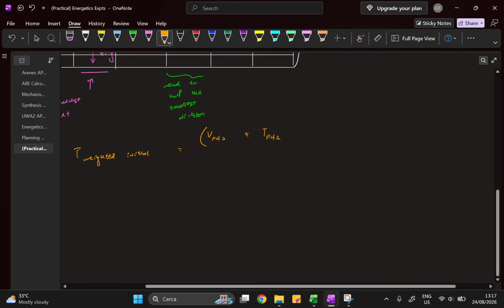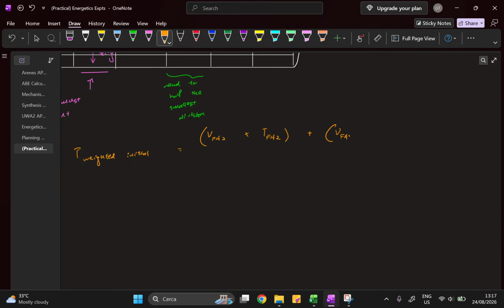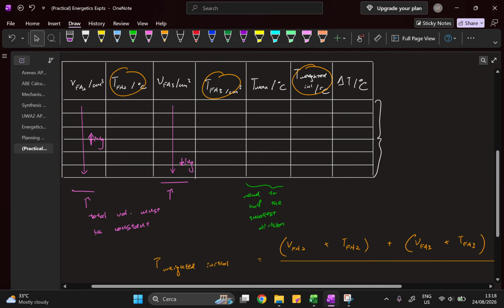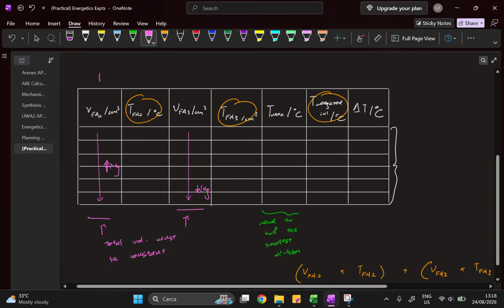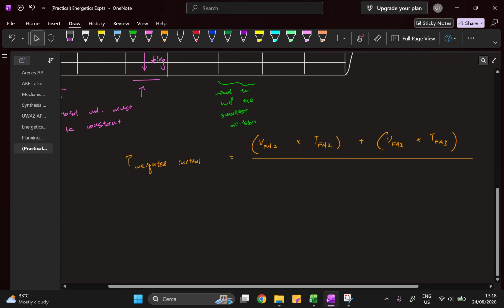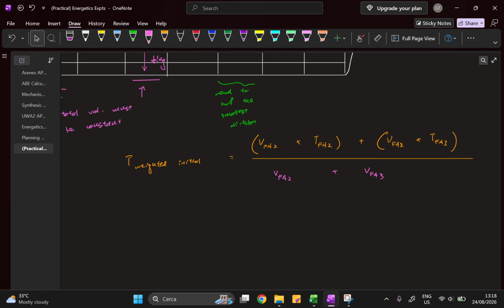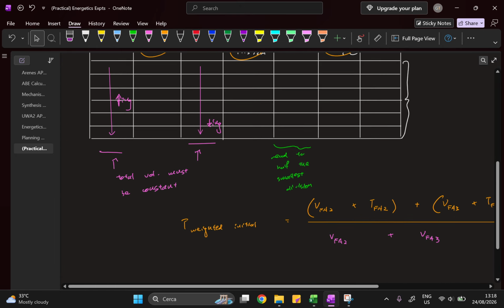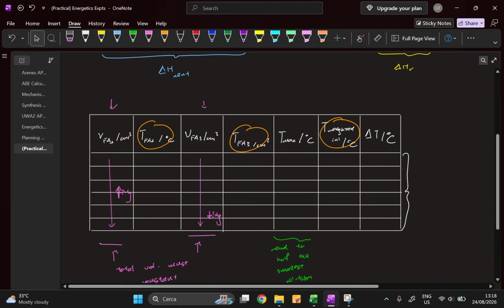Okay, so this term, plus you do the same thing for FA3. And then you divide by the total volume. So it's total volume of this plus this. Okay? So basically, as a result, you are going to get the T weighted initial.